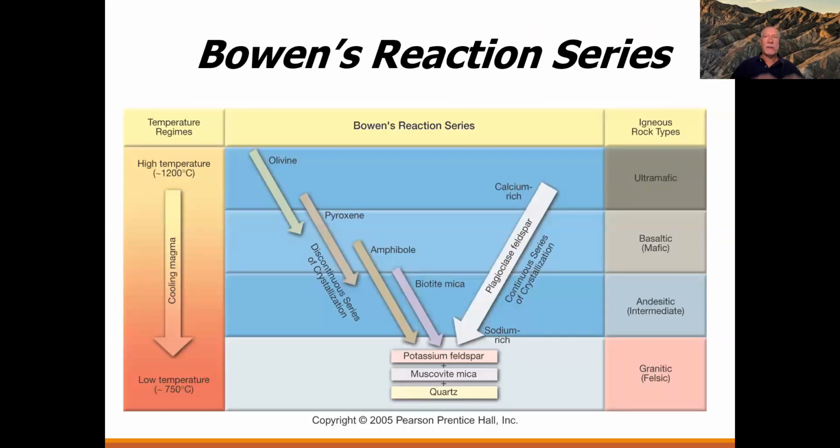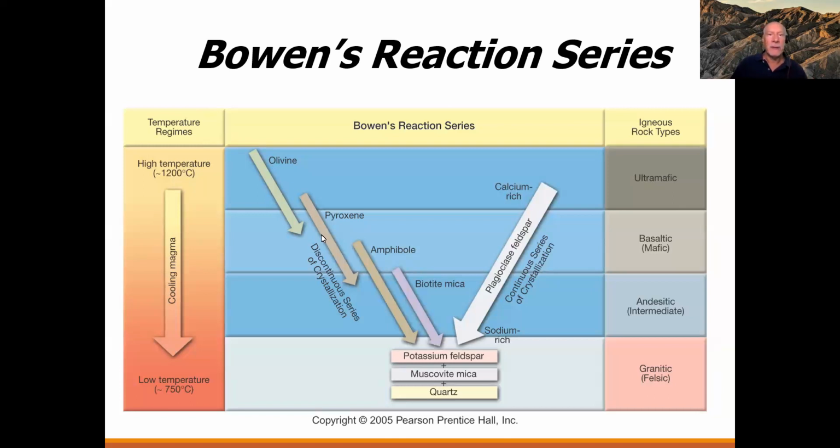Bowen's reaction series, just like water freezes at 32 degrees Fahrenheit or 0 degrees Celsius, these minerals have a solidification point, a temperature at which they solidify out of the magma. And when I talk about olivine and pyroxene, these aren't really individual minerals. These are families of minerals, okay? So olivine is a whole group of minerals. And so it starts cooling, it starts solidifying, crystallizing at about 1200 degrees Celsius, which is much, much, much hotter than your oven at home gets.